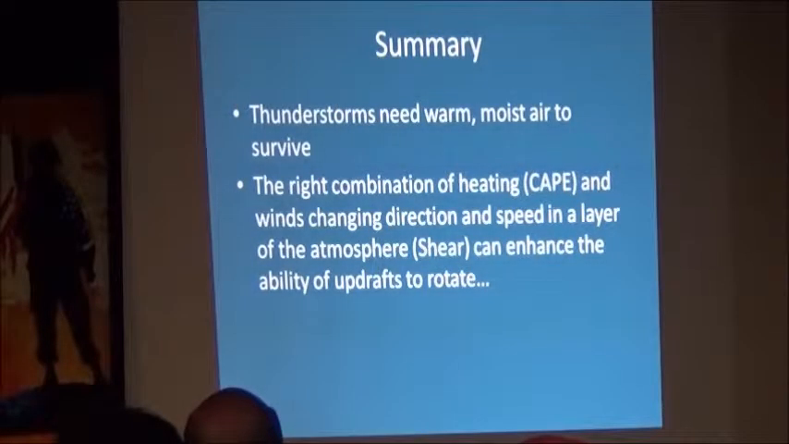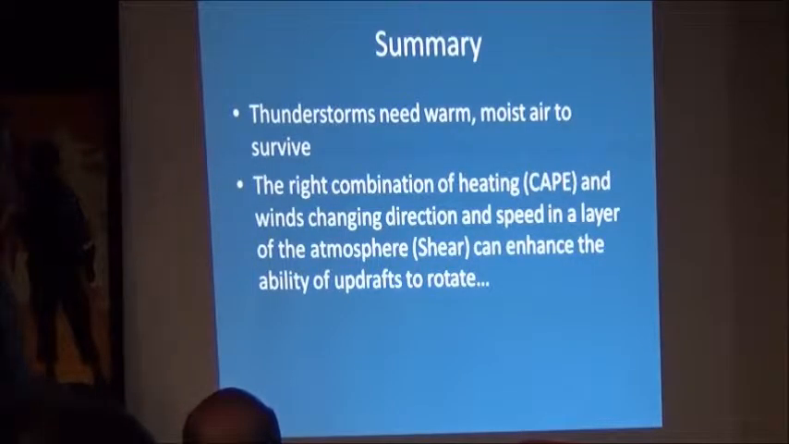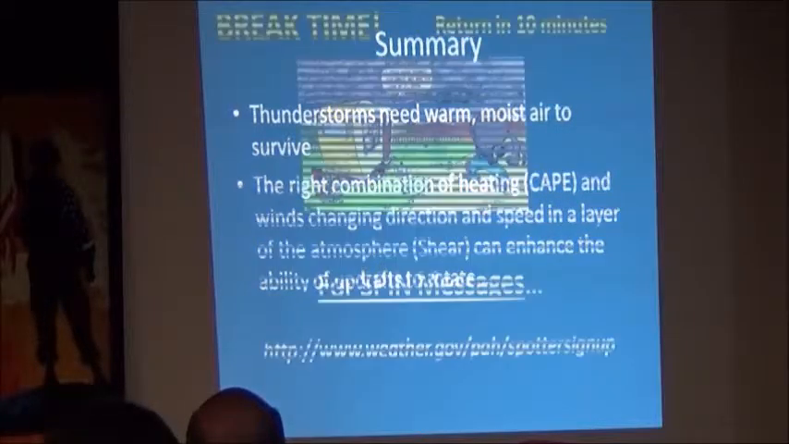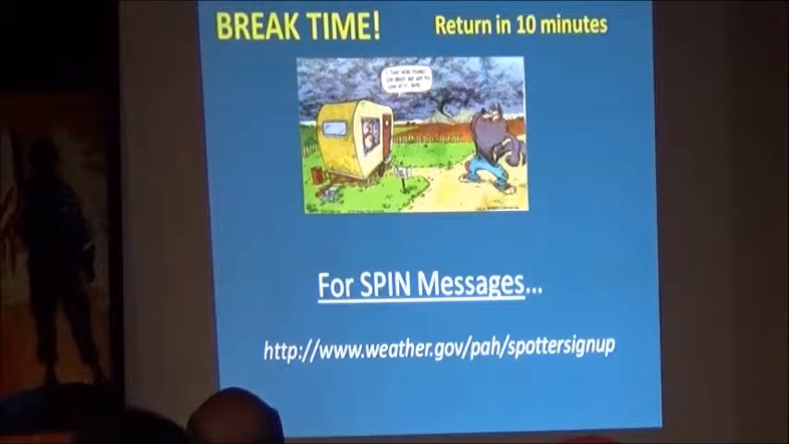Okay, summary: thunderstorms need warm, moist air to survive. The right combination of instability, or CAPE, and winds changing direction and speed enhance the ability of the updraft to be stronger and to rotate. That's the bottom line of all I've been talking about there.